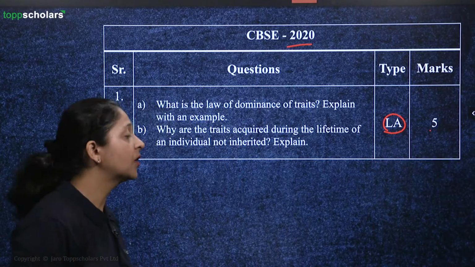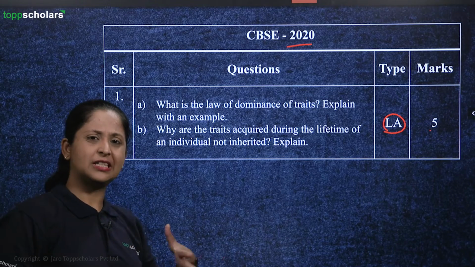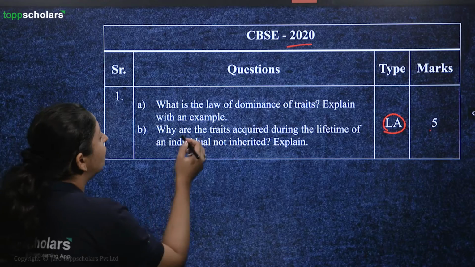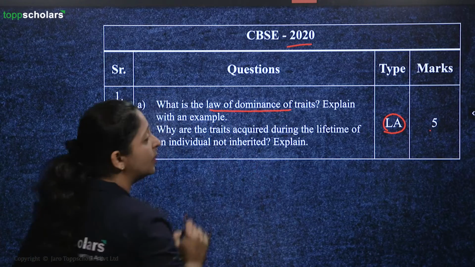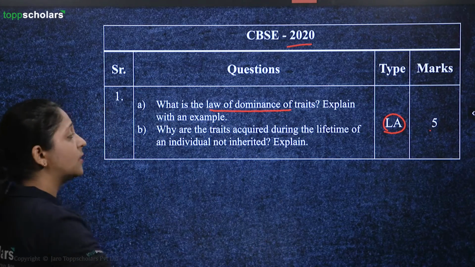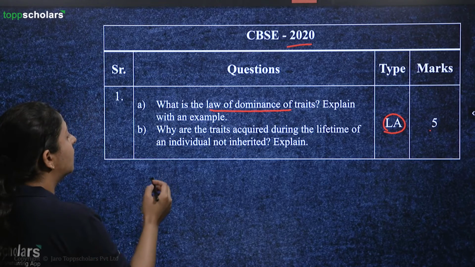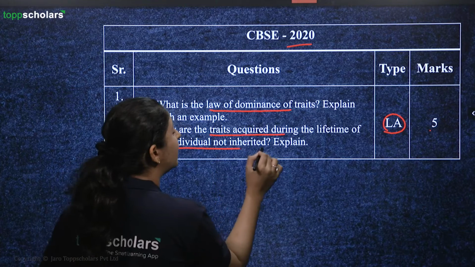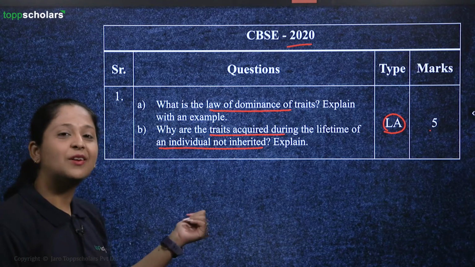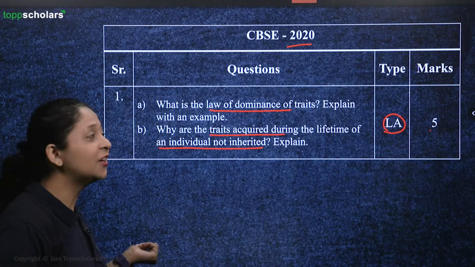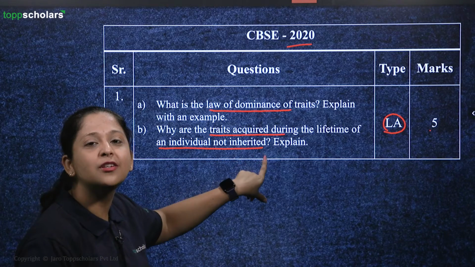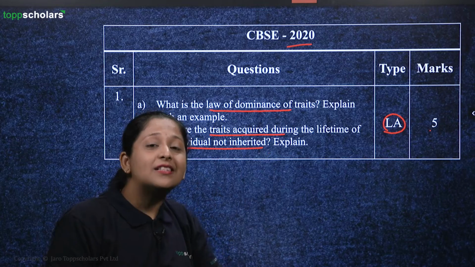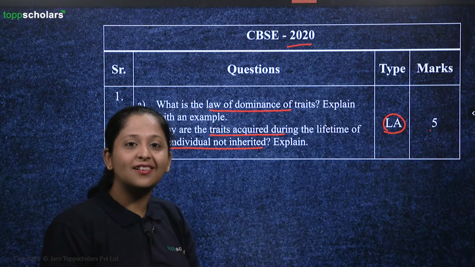Next we have, for the year 2020, a long answer question which is for 5 marks, right? So ideally, students, the distribution remains the same for every mark that they are asking for. Here you have to just state what is the law of dominance, okay? Then you have to explain it with an example, right? And second, what are the traits acquired during the lifetime of an individual and not inherited? You remember? We just did that question in the 2019 paper and it is a similar question in the year 2020. That's why I was telling you at the beginning, you will be able to understand what concepts are getting repeated here, right?